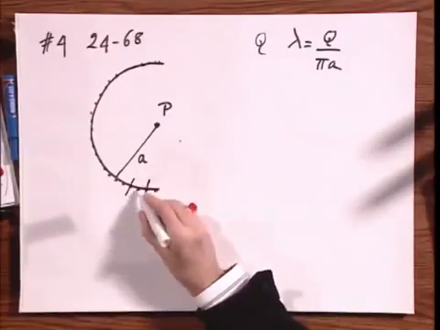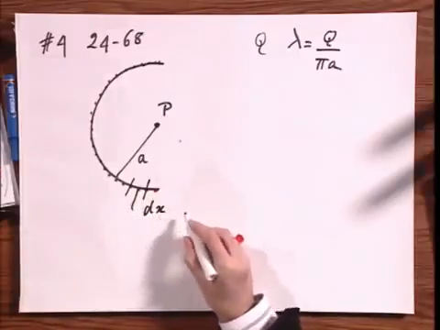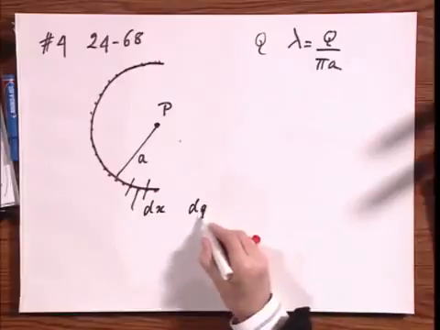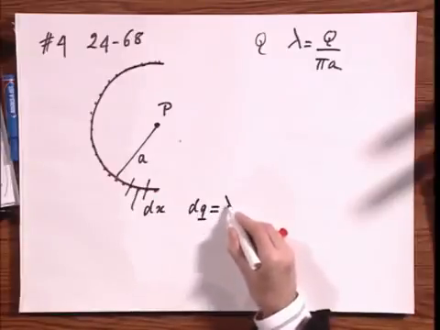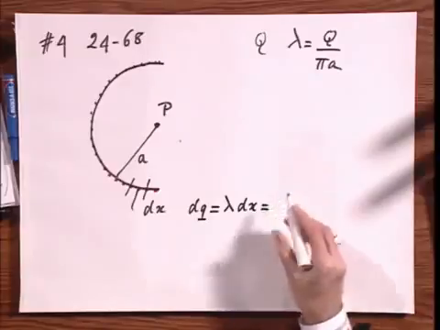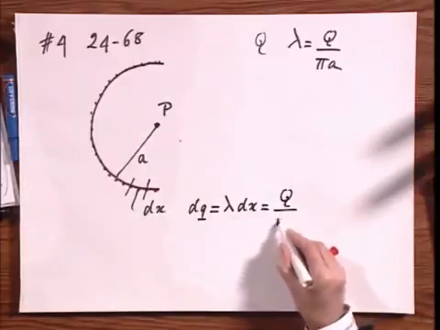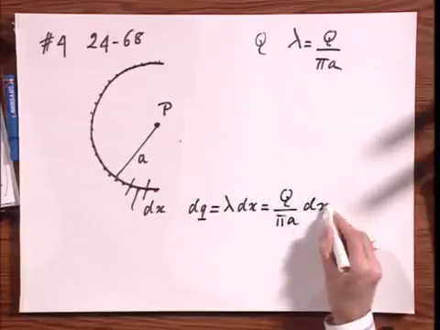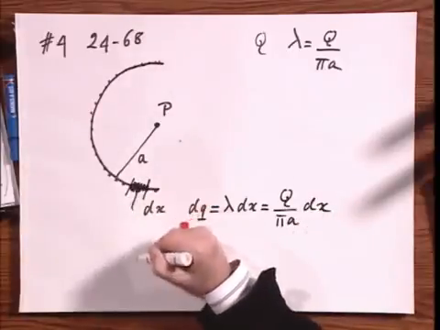As I said earlier, the potential is a scalar, it's not a vector, and the advantage of scalars is that you don't have to take into account directions. They have no direction, so all you have to do is just add up the individual potentials from each one of those little sections of the arc. And that's exactly what I'm going to do. I'm going to carve out here a little section dx. That little section dx contains a charge dq, which is lambda times dx, which is therefore Q divided by pi A times dx. That is the little amount of charge here.